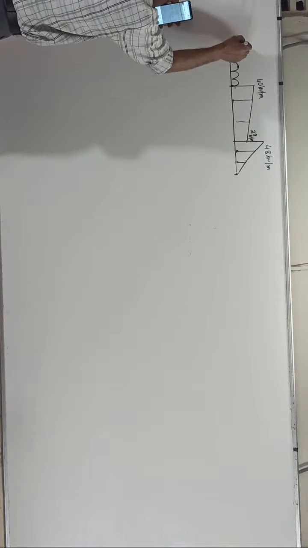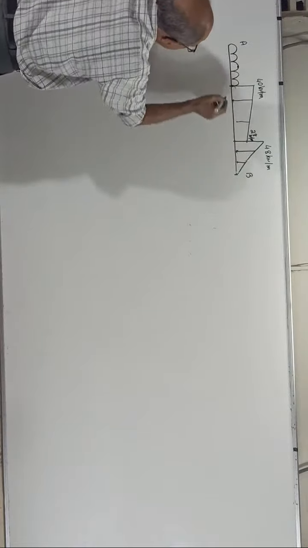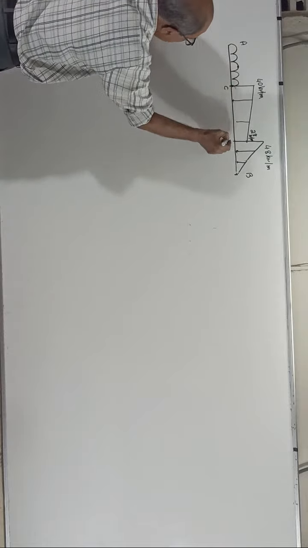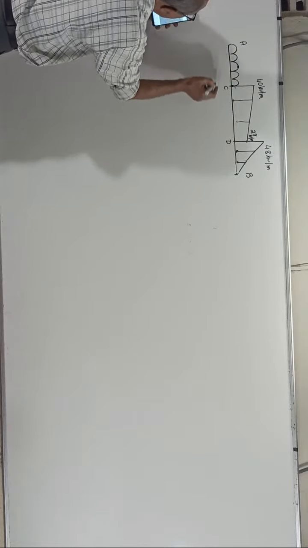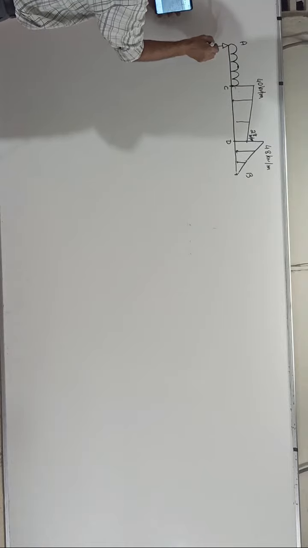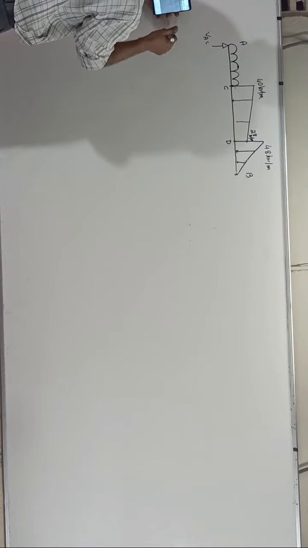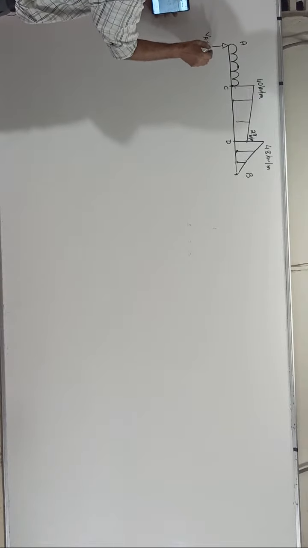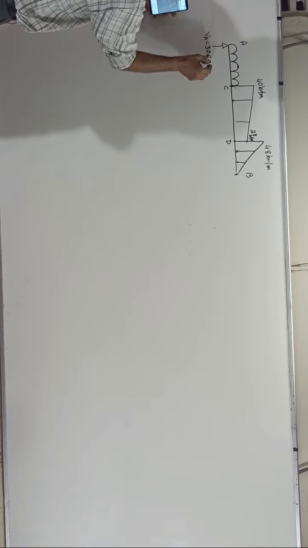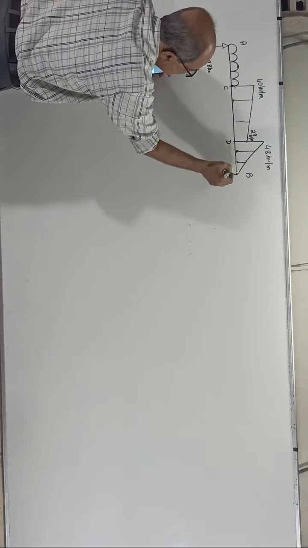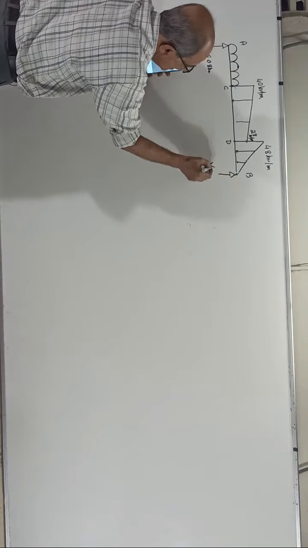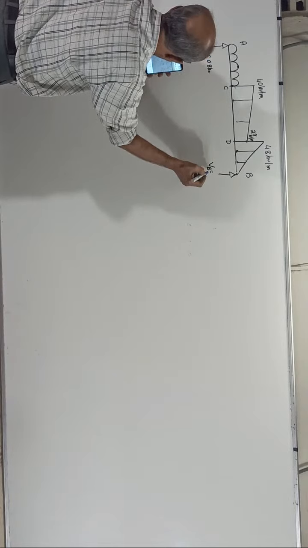See, point A, point B, C and D. That's all. This reaction VA is 306.08 kilonewton. This reaction VB is 329.92.